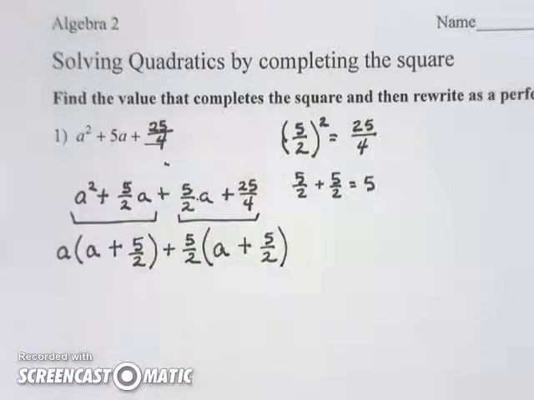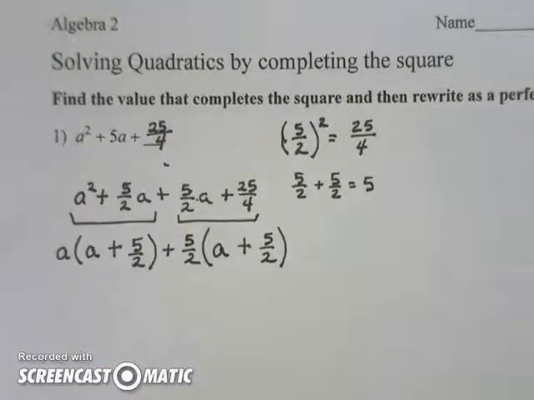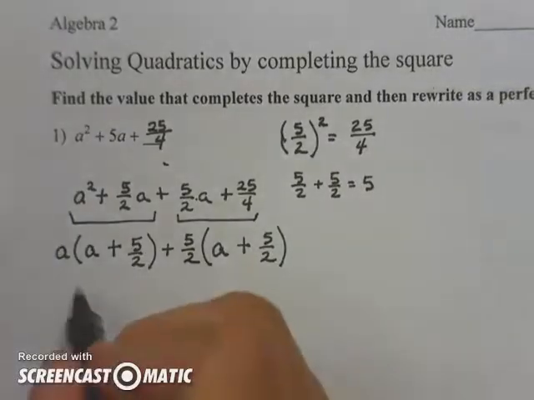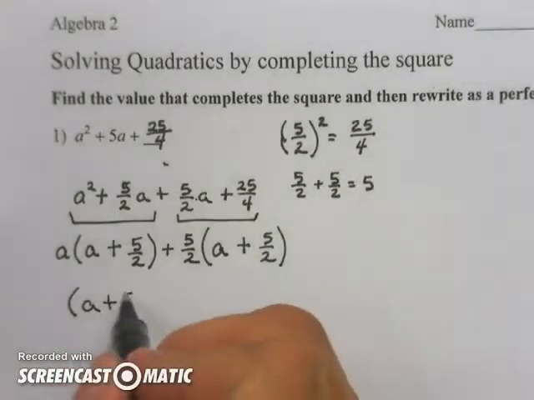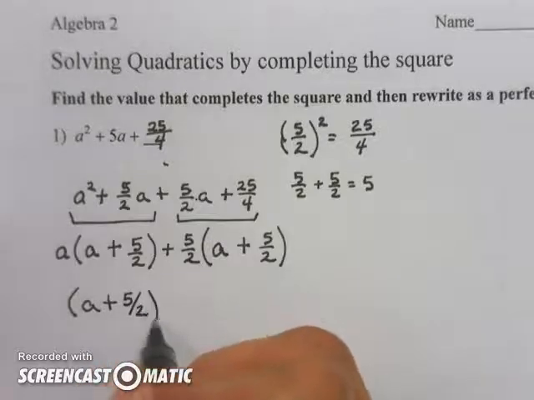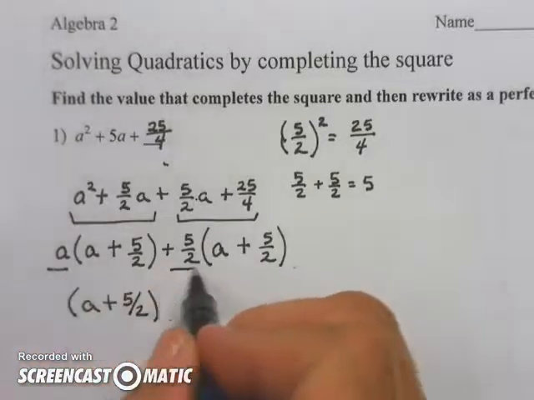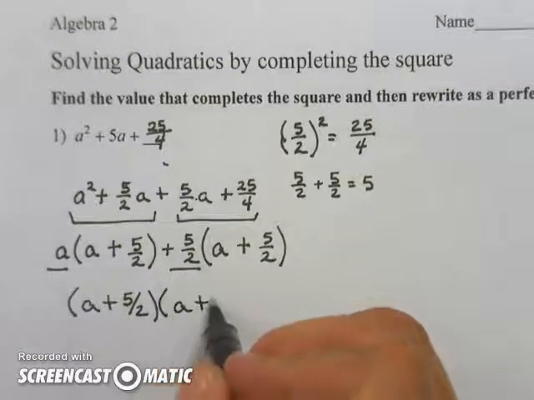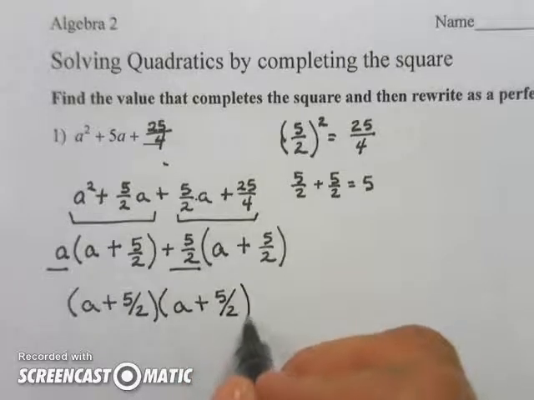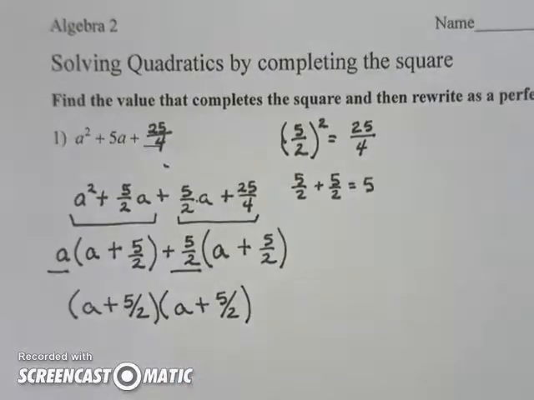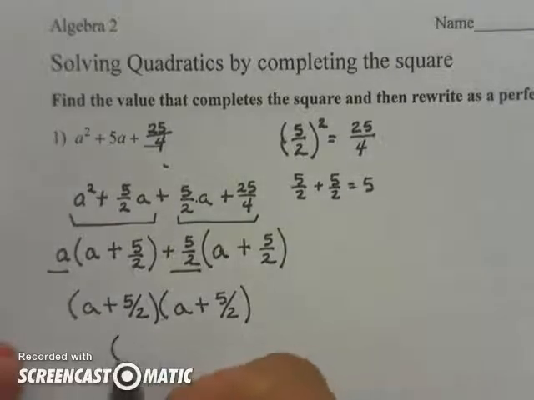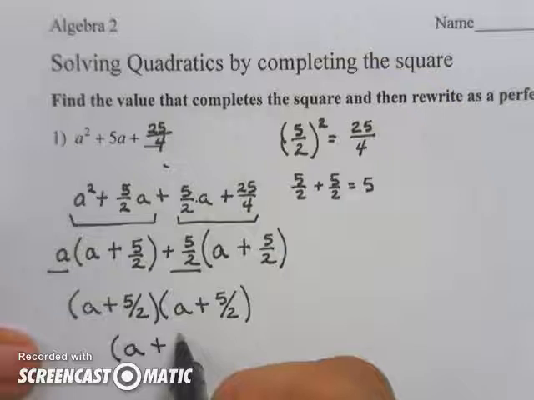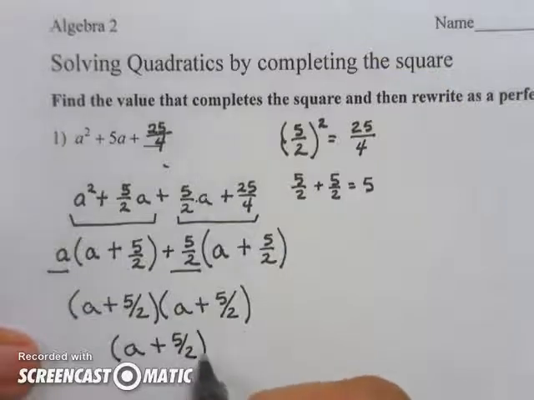Notice that my two parentheses are exactly the same. Therefore, that now can be factored out. And the a plus 5 halves is left to go into our second parenthesis. Notice that our two parentheses are exactly alike. Therefore, this can be written as a plus 5 halves squared.